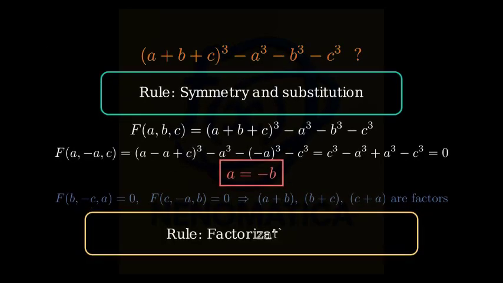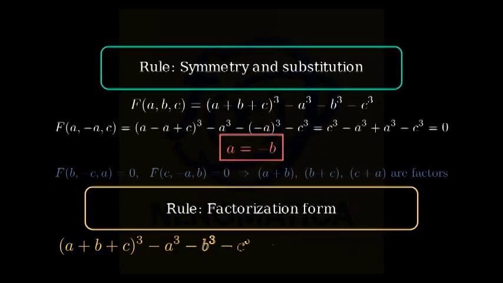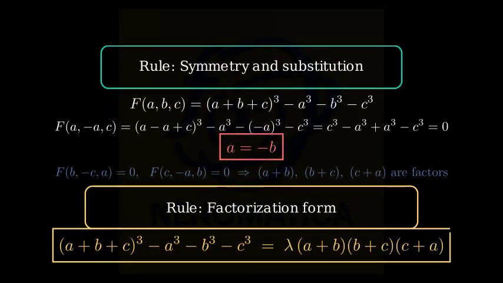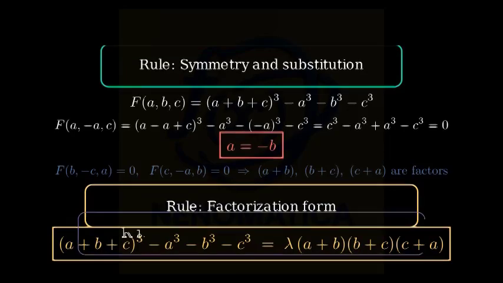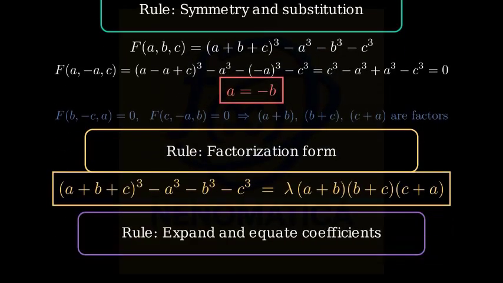Step 2. Rule: propose a factorization form. Since the expression is divisible by a plus b, b plus c, and c plus a, we write f equals lambda times a plus b, times b plus c, times c plus a. Step 3. Rule: expand and equate coefficients.